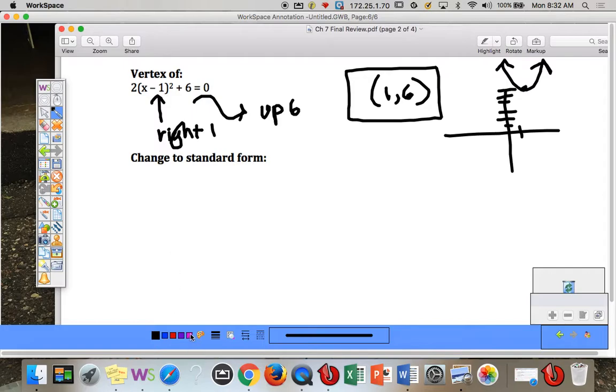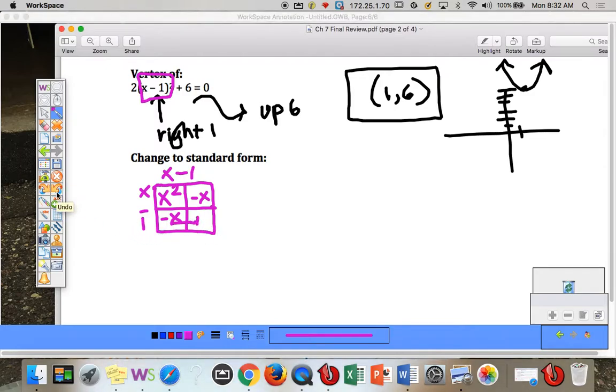Changing it to standard form, use order of operations. So we're going to do x minus 1 squared first. So we have x minus 1, x minus 1, put this in our box. We get x squared minus x minus x plus 1. Let's write that better. And then if I write that out, we get x squared minus 2x plus 1.